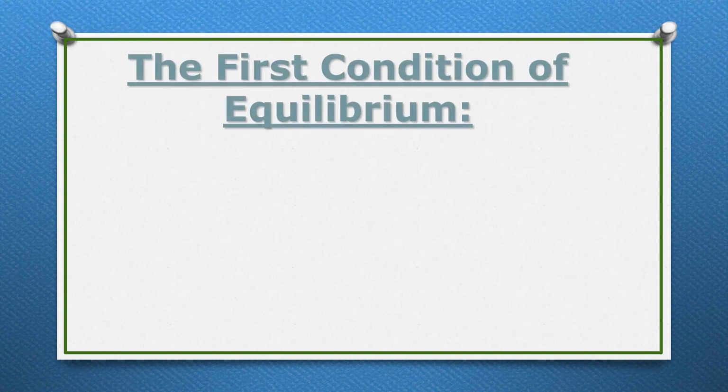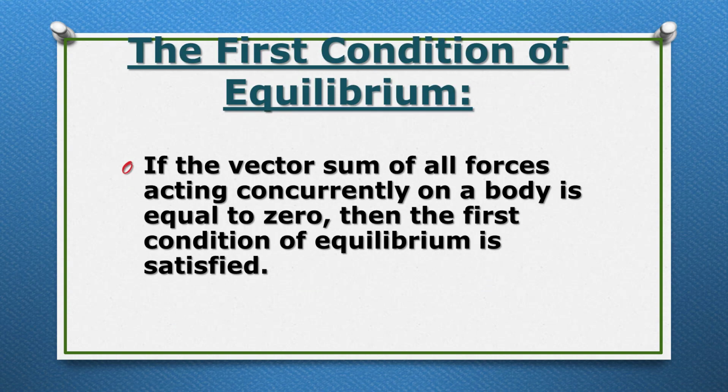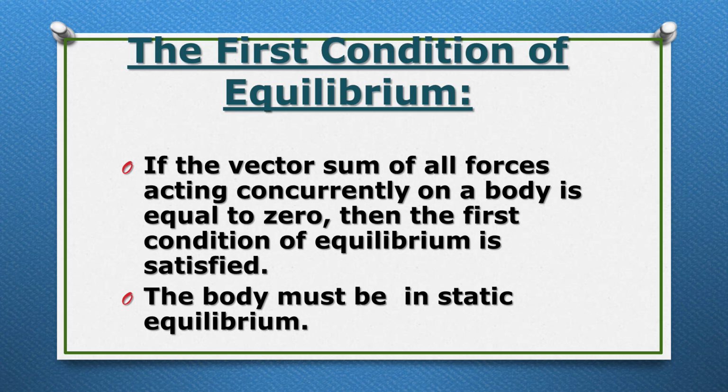It states that if the vector sum of all forces acting concurrently on a body is equal to 0, then the first condition of equilibrium is satisfied. Forces are vectors, their direction is also there, not only magnitude, but their direction must also be considered. So if the vector sum of all the forces acting on a body is equal to 0, then the first condition of equilibrium is satisfied and the body must be in static equilibrium. For the first condition of equilibrium, we must have static equilibrium.